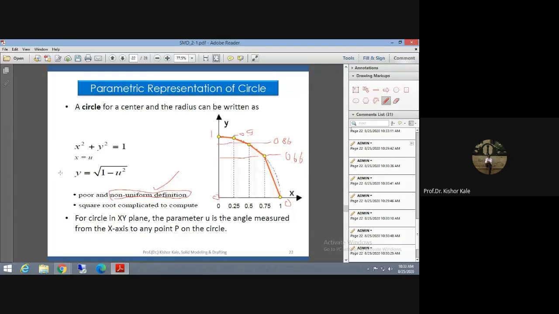Whatever the implicit form says is not correct. We would like to represent this in parametric form. This is not a parametric form, it was actually implicit form. From implicit form, we have written the explicit form. But if you use the explicit form, we don't get the proper definition. We get different values and they are not uniform. That is the problem with the implicit function as well as the explicit function.